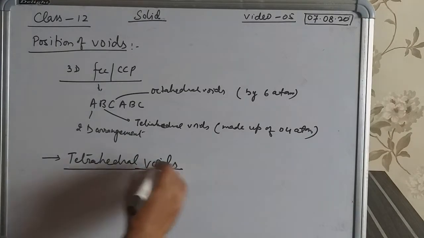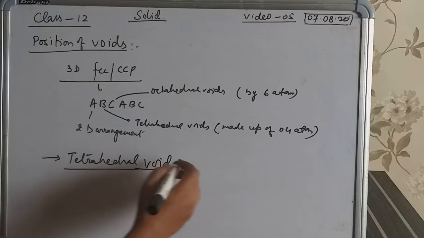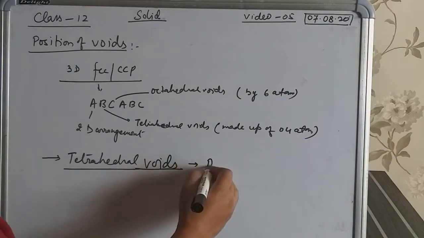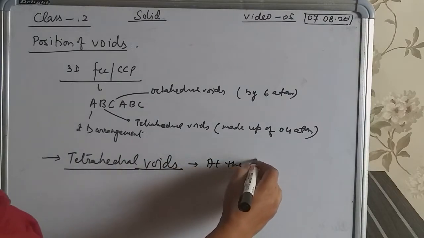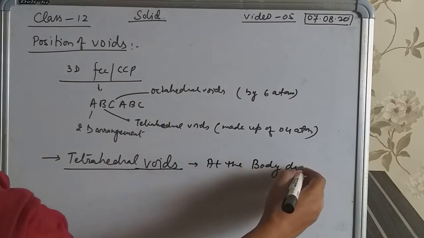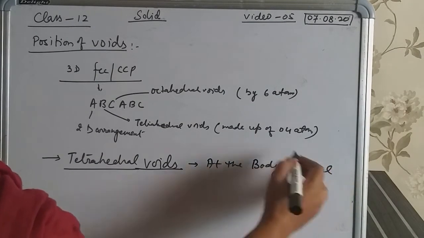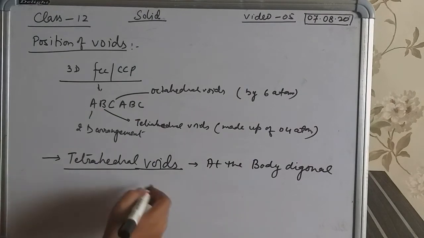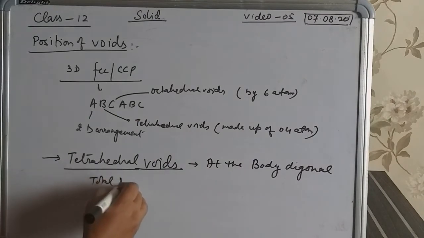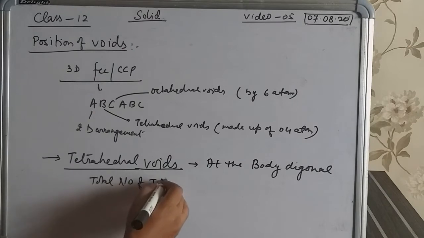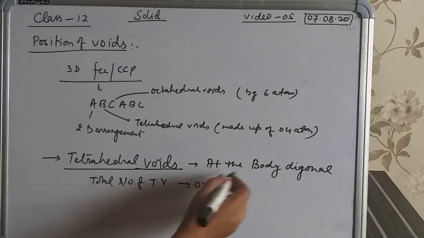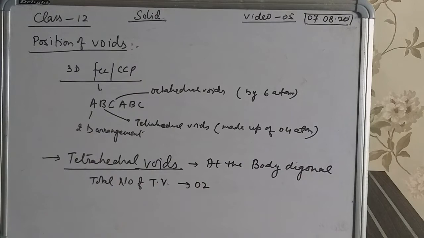Tetrahedral voids are always formed at the body diagonal, and the total number of tetrahedral voids at each body diagonal is 2. The total number of body diagonals is 4, so the number of tetrahedral voids becomes 8. So let's see how the tetrahedral voids are formed.